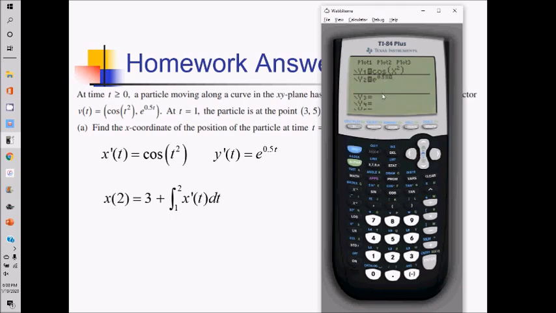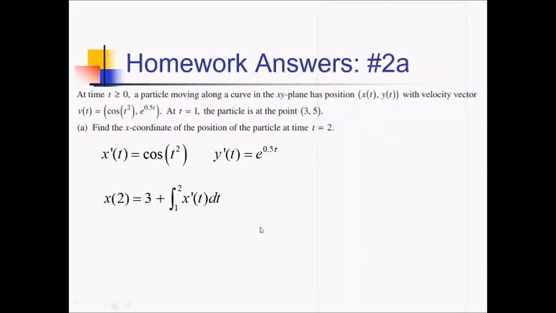And now, quitting out of that, I've got 3 plus math 9. Let's see, not 9, I need math 9. Math 9, there we go. Integral from 1 to 2 of, and I'm doing x prime, so that's going to be my y1 that I just stored, so alpha trace y1. dx comes out to a grand total of about 2.557. No units on this problem, so we're just going to leave it at that.